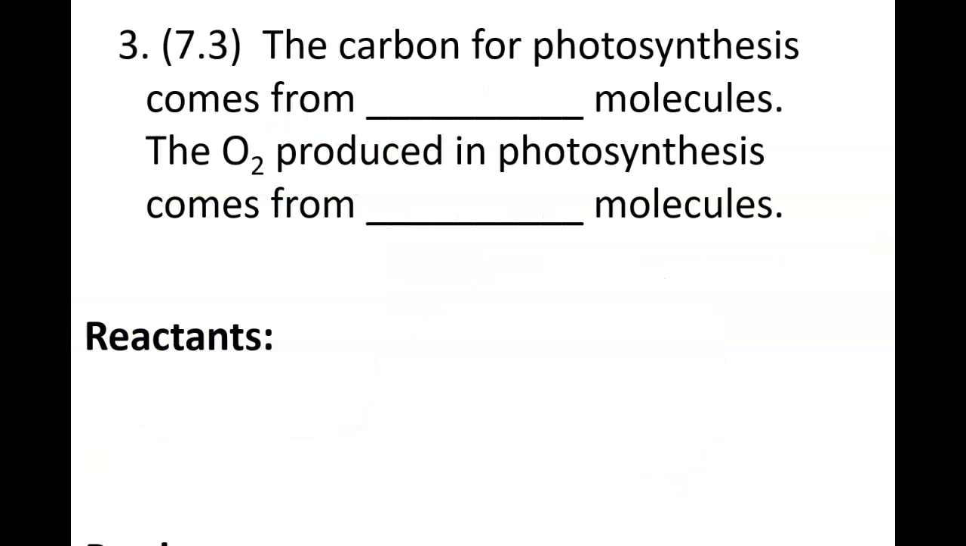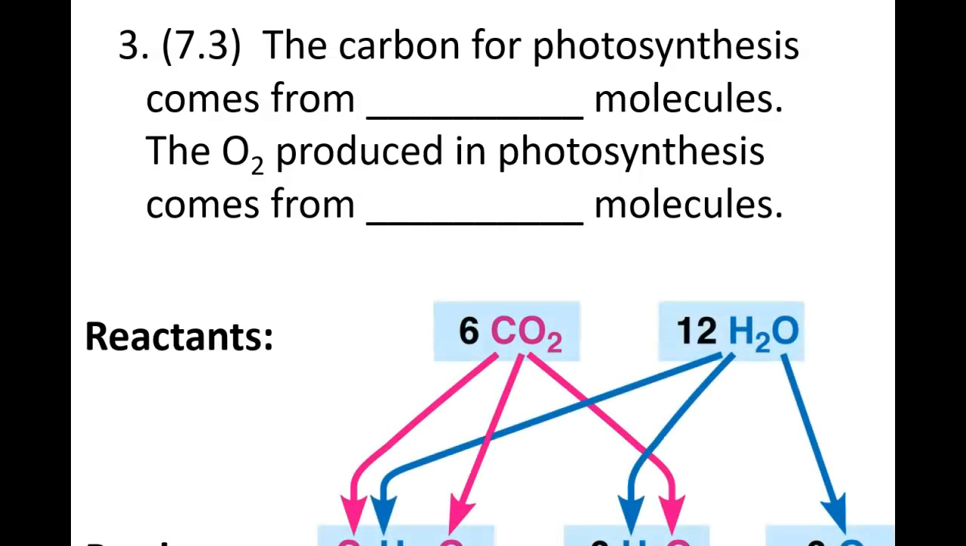Question number 3: the carbon from photosynthesis comes from blank molecules, and the O2 produced in photosynthesis comes from the blank molecules. What are they? If we think of what was shown in class today, if you stayed with us, where is the carbon coming from? Where is it going to? The carbon from photosynthesis comes from the CO2. It's coming from the atmosphere. The O2 produced in photosynthesis comes from the breaking down of the water molecules.